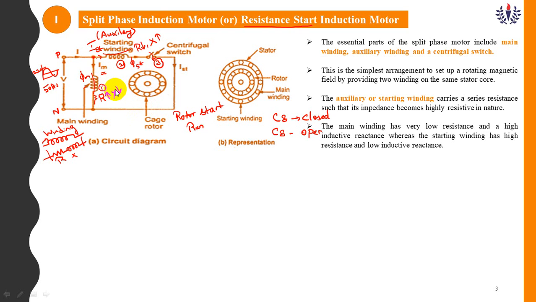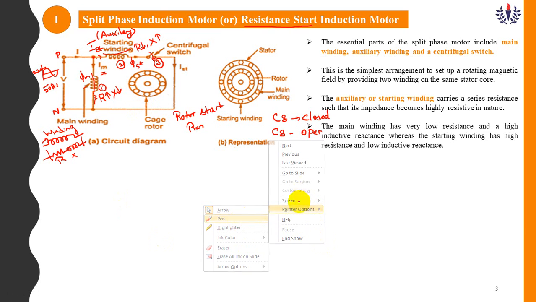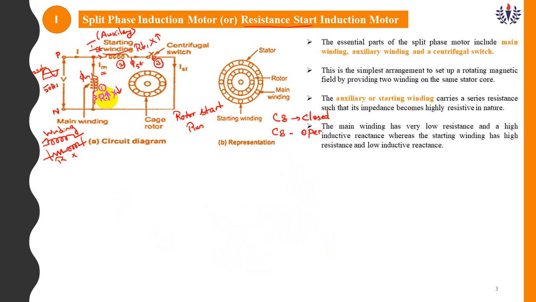Sorry, here is a mistake. The main winding has low resistance and high reactance. But the starting winding has high resistance and low reactance, just the opposite. So in the main winding, the resistance value is low and the reactance is high. In the starting winding, the resistance is high and the reactance is low. This X stands for reactance.